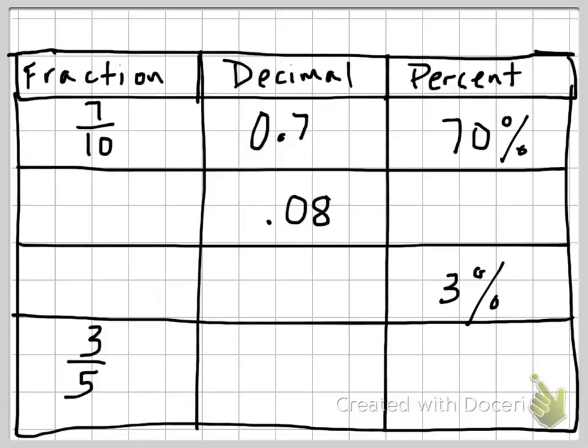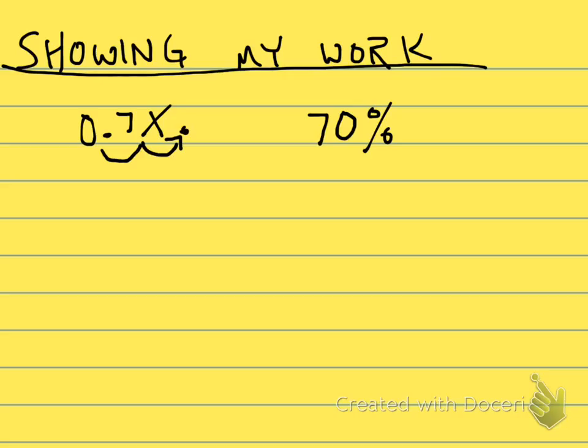Alright, the next one, I have a decimal of 0.08. Now remember, to go from decimal to fraction, we can just read these and write down what we are saying out loud. 8/100. Okay, 8/100. I can actually write that as a fraction, 8/100.